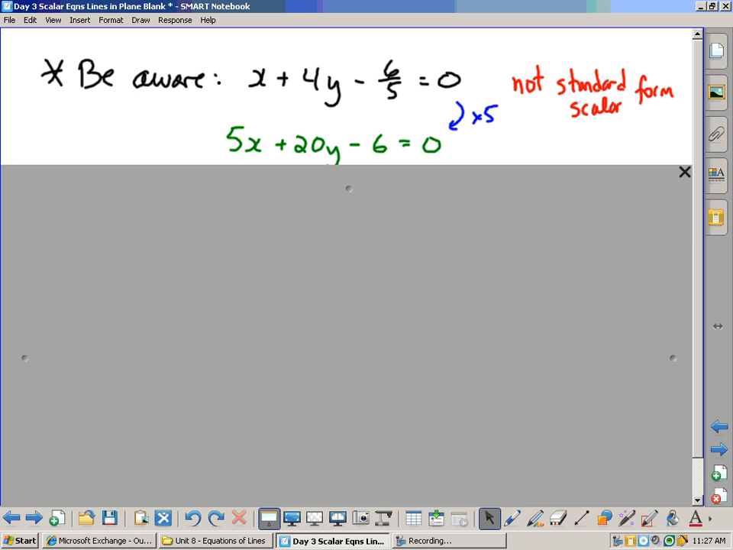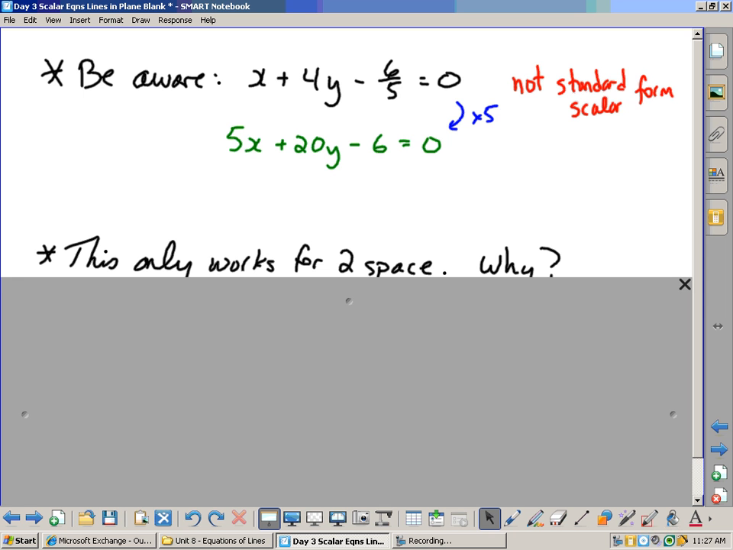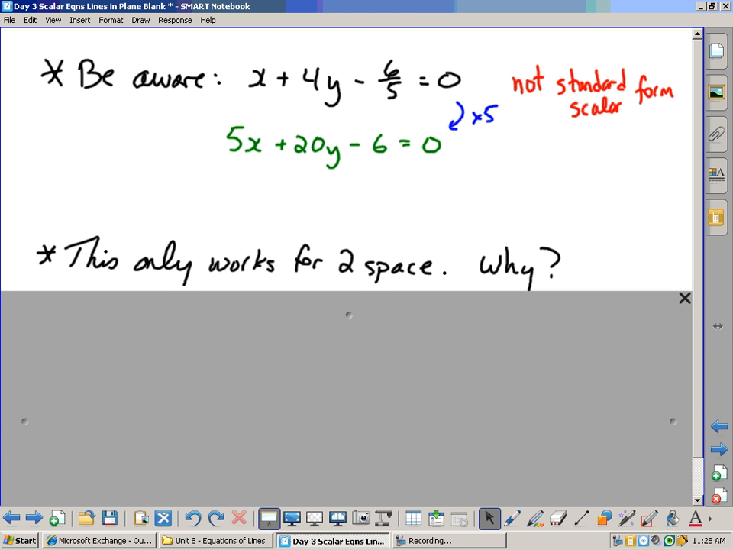The next is, you may have noticed that today's questions have only had two components, an x and a y. This only works in two space. And why is that? Well, remember yesterday we discovered that when we were doing the equations of lines in 3 space, we didn't have a scalar equation. We just ignored that one. So a reminder of that today.